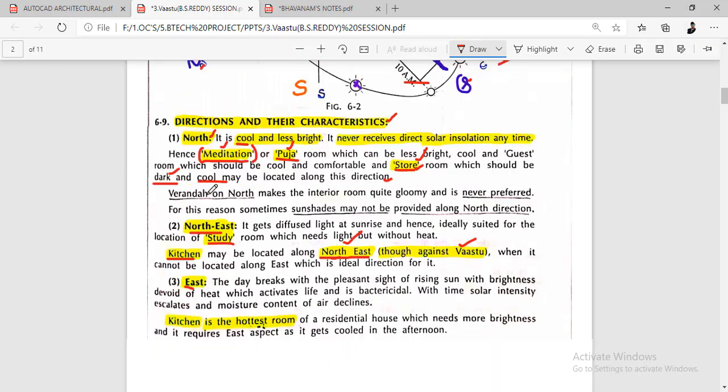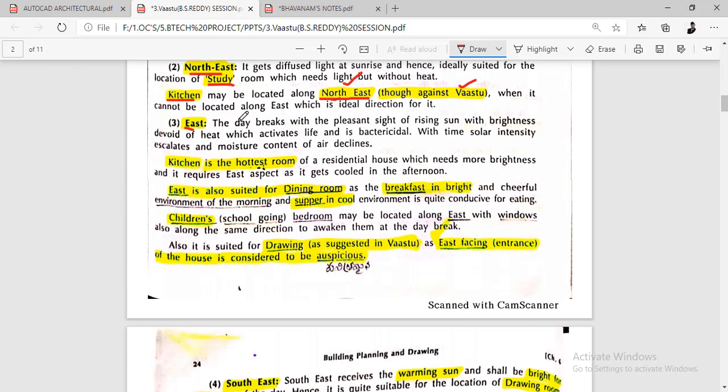Okay, north is over, and come to east. East, the day breaks with the pleasant sight of the rising sun with the brightness devoid of heat.